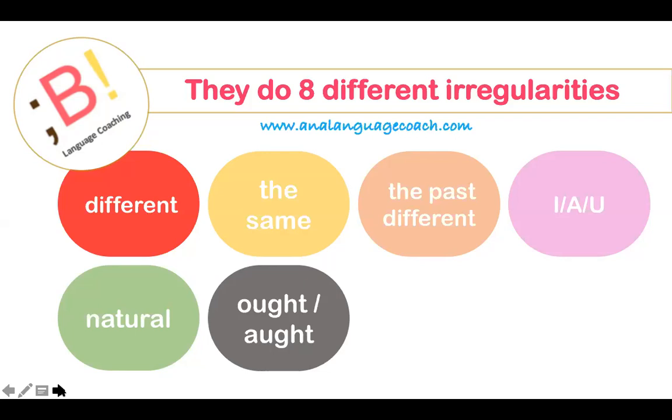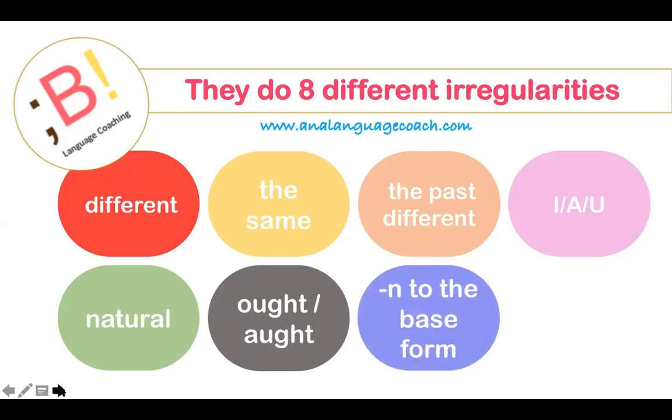We move to the next one. The previous ones were those that are black or gray, and these ones are purple. With this purple color, you add an N to the base form in order to create the past participle. For example, you say drive, drove, driven.